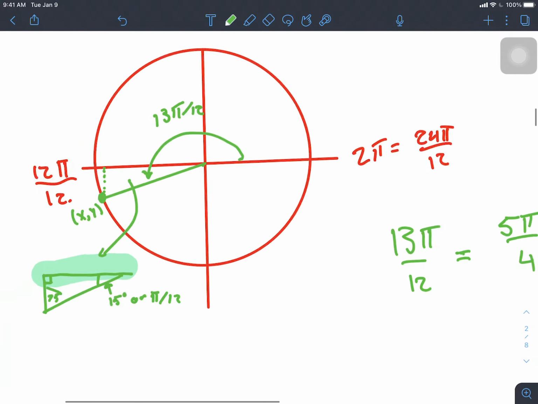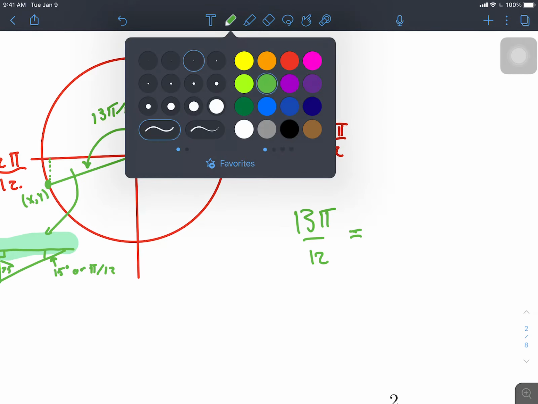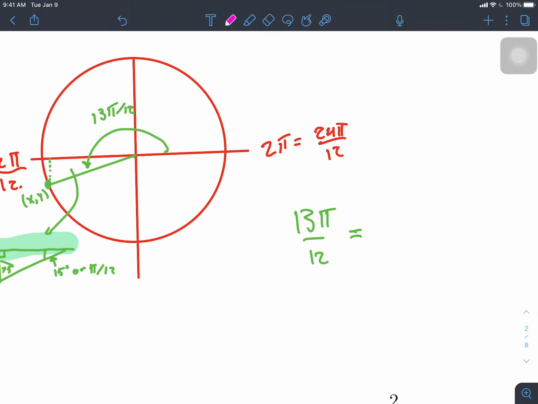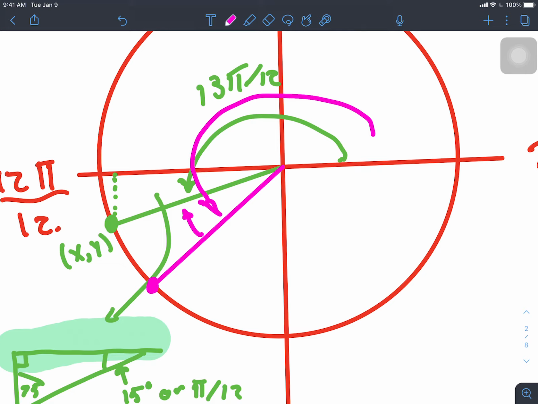Okay, let me explain what's happening here. 13 pi over 12, maybe I'll write these with different colors. Pink. So what was it? It was 5 pi over 4 minus pi over 6. What is really happening? That means we go 5 pi over 4, that's basically here, 45 degrees past 180 degrees. And then we subtract 30 degrees from that to get to where we want to be.